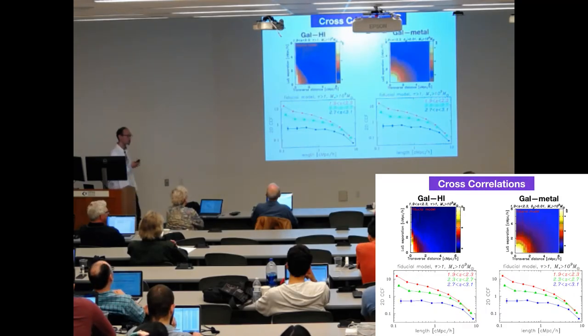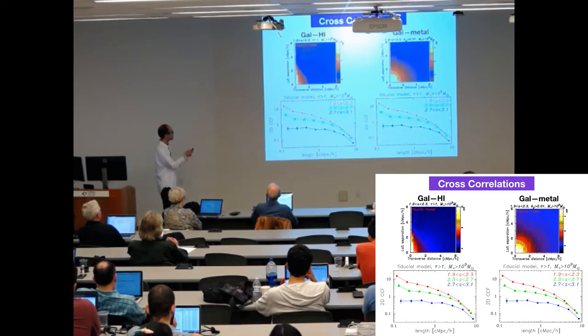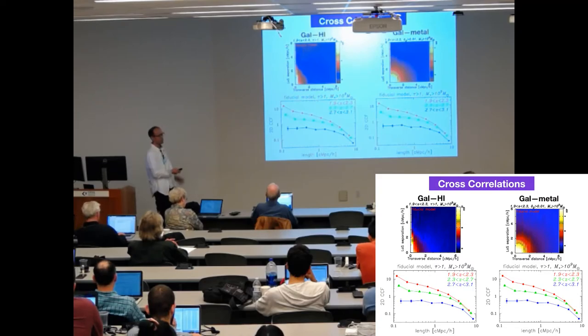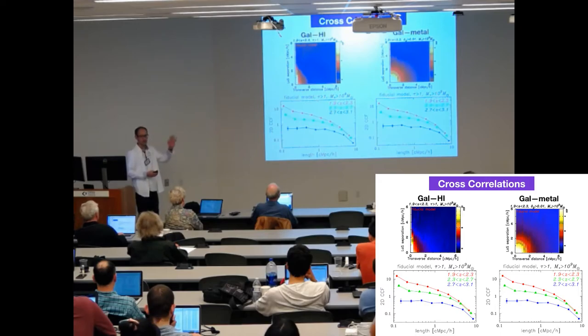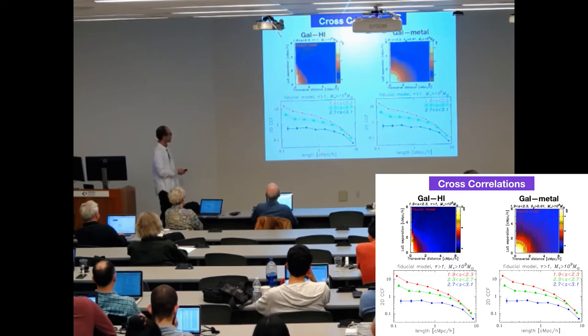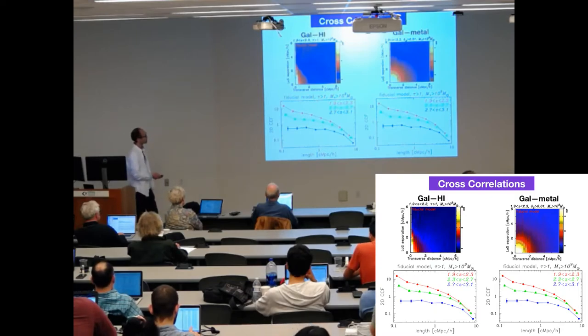You can also do two-dimensional correlations, transverse correlation versus the line of sight correlation, and you can see hints of the finger of God effect, for example, which could tell us about the dynamics of the gas around the galaxies. Also, there's a redshift effect. As you go from high z to low z, there is more correlation signal between the galaxies and the gas. So these are some of the hints that we may be able to probe with the upcoming survey.